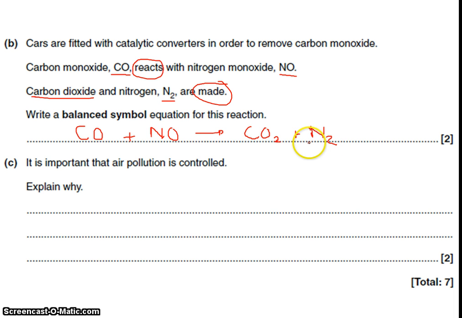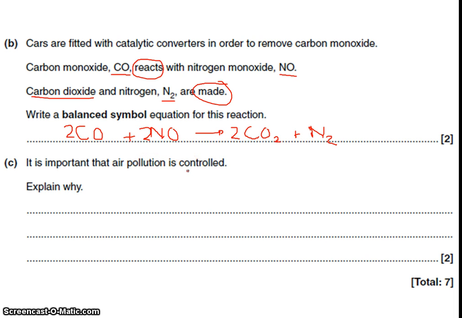and then we need to balance that for our second mark, and when we've done that, what we should have done is we should put a 2 in front of everything apart from the nitrogen. That's our second mark. The last mark then is why is it important that air pollution is controlled.